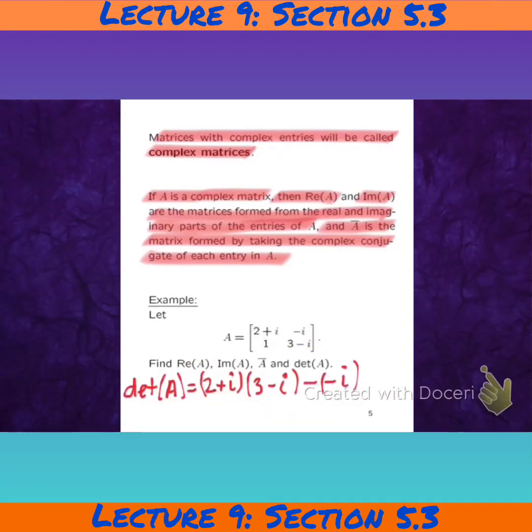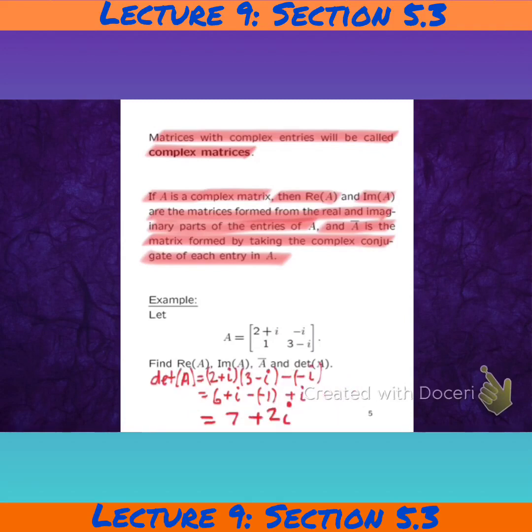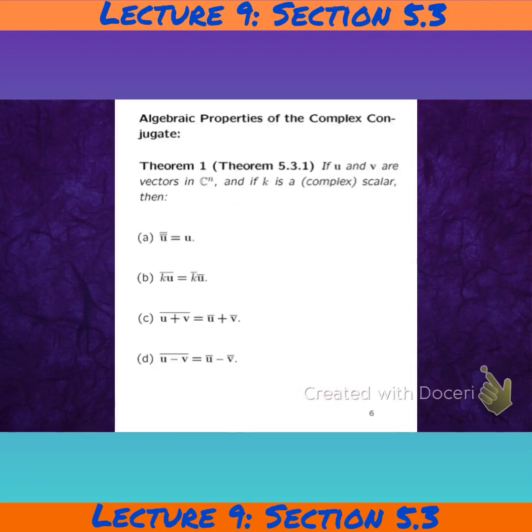So the determinant of A is, like it is normally, this entry multiplied by that entry minus that entry multiplied by that entry there. Okay, so that you can just simplify as, right, and that is equal to, okay. Right, next is just some algebraic properties, which I'm going to leave for you guys to verify on your own.